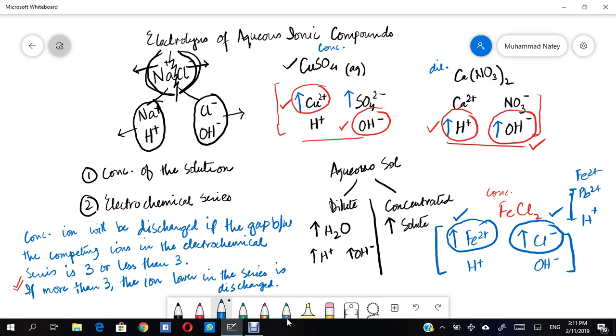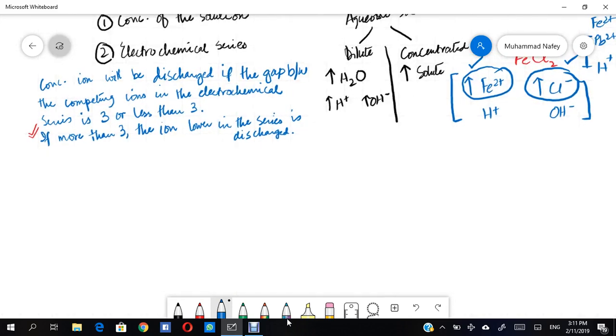Now let's come to making equations. It's exactly the same thing as we had studied previously. Let's start with copper sulfate.